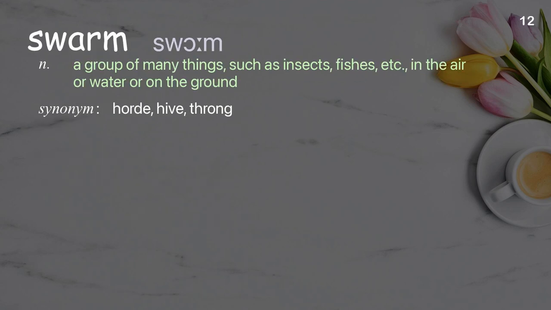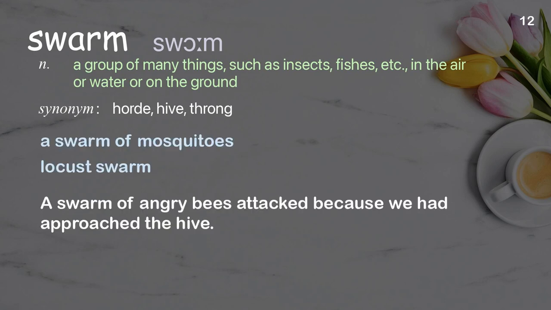Swarm: a group of many things, such as insects, fishes, etc., in the air or water or on the ground. Examples: a swarm of mosquitoes, locust swarm. A swarm of angry bees attacked because we had approached the hive.